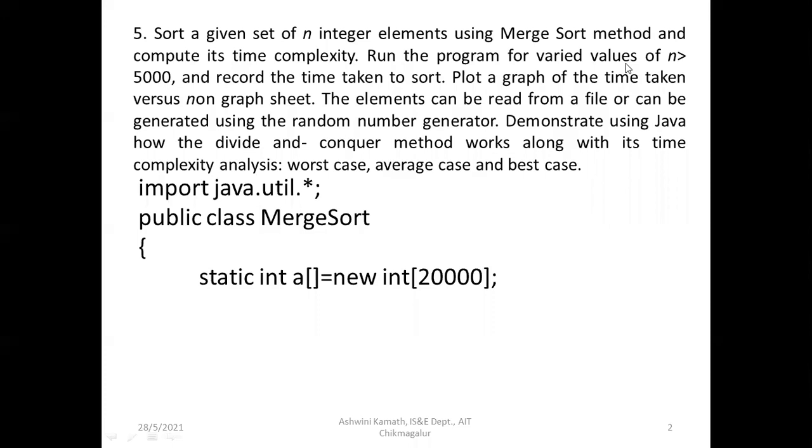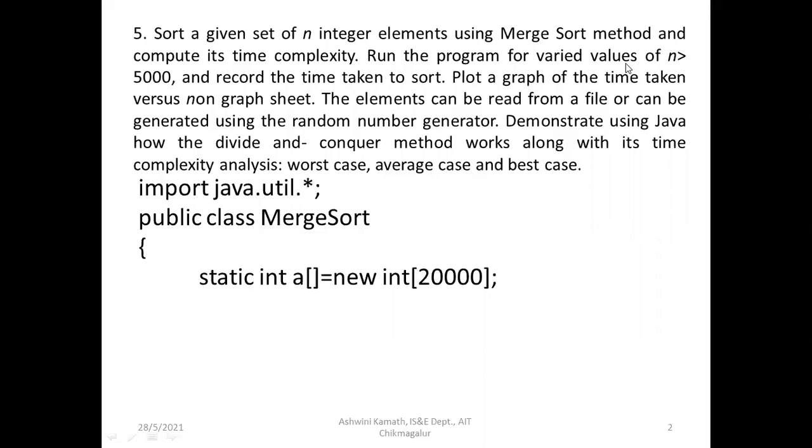Remember, to access the integer array a, I need not use the object of the class MergeSort. I can directly use this array. I need not write object dot a. So to avoid using objects for the class, I'm using it as static.